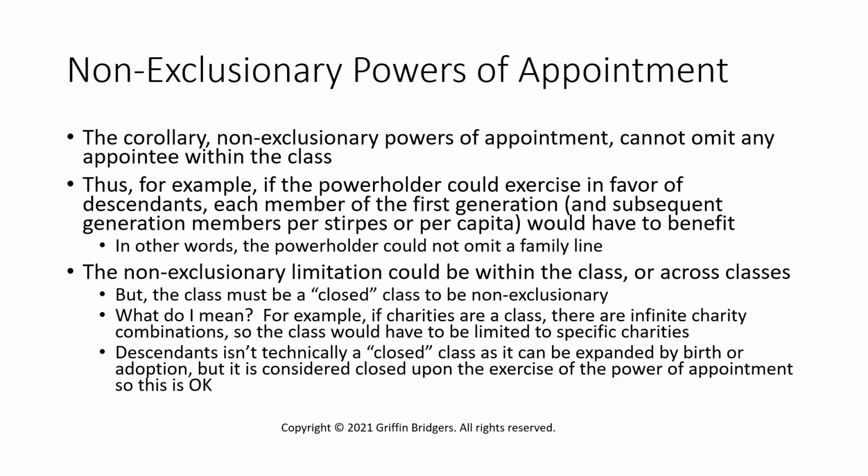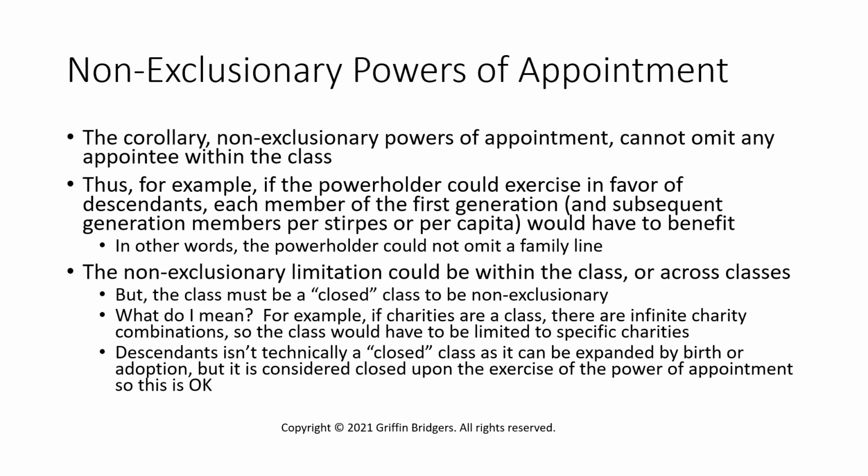So, for example, we could have a situation where the power holder could exercise in favor of their descendants, but if this was non-exclusionary, it would mean that at least each member of the first generation, and possibly representatives of a deceased member of the first generation, either per stirpes or per capita, would have to benefit from that power of appointment in some way.